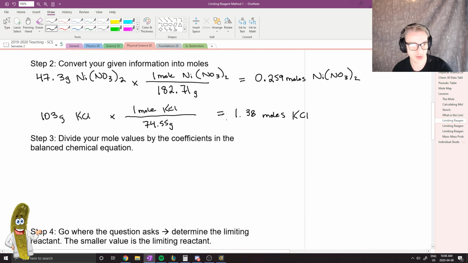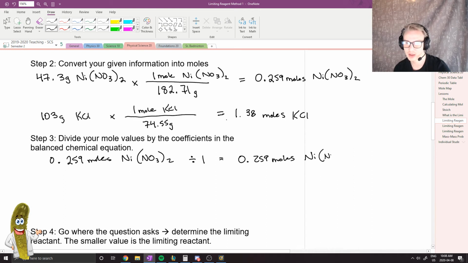So for the 0.259 moles of Ni(NO3)2, we would divide that by 1 because that was our balancing coefficient, and I can tell you that any number divided by 1 is the same number itself, 0.259 moles of Ni(NO3)2.